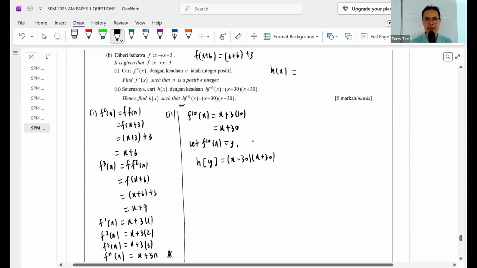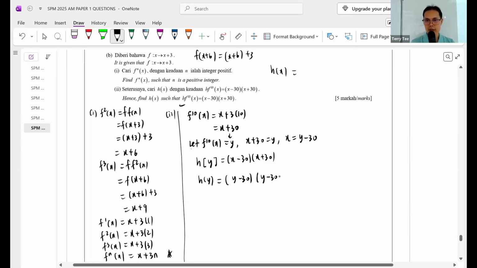Now, we know f^10 is x plus 30. X plus 30 is y, right? From here, this one I sub inside. So x is how many y? It is y minus 30. So in your h(y), replace your x with y minus 30. Sorry, no bracket first. Then you plus what?